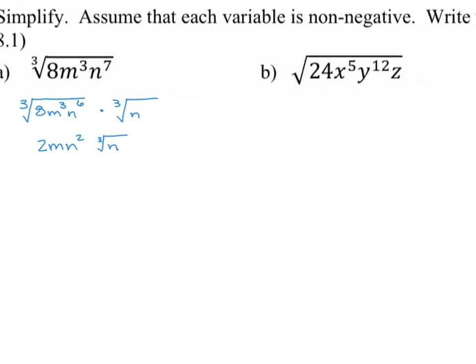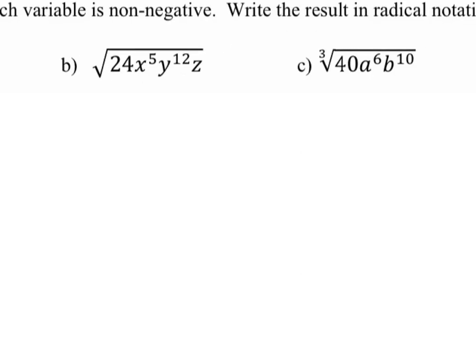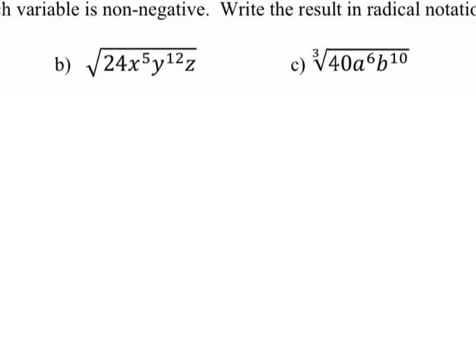All right, let's look at another one. Let's look at B. B, we have the square root of 24, x to the 5th, y to the 12th, and z. This one, this is a square root, which means that our magic number is going to be 2. Okay, so if we split this up into two categories, into two groups.